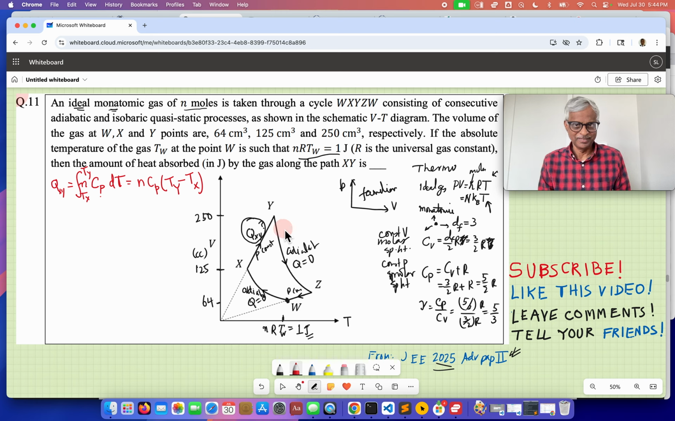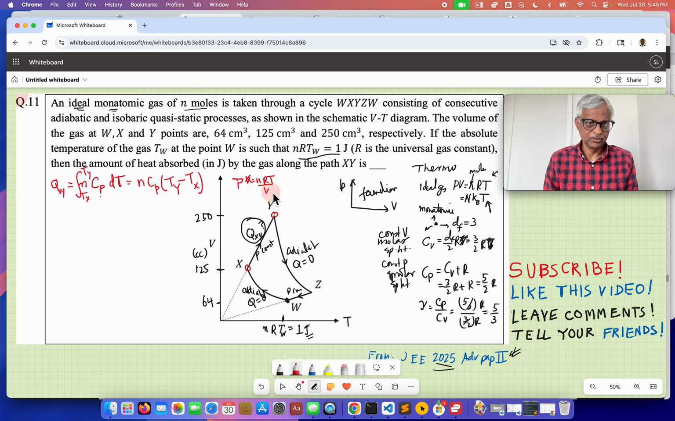Okay, so x and y are related by constant pressure. Then probably I can write this and remove one of these. So if you look at PV equals nRT, then if I bring V over here, so P is constant.